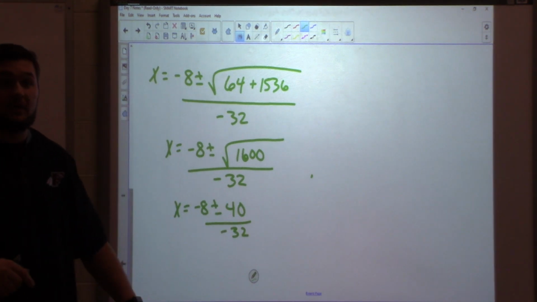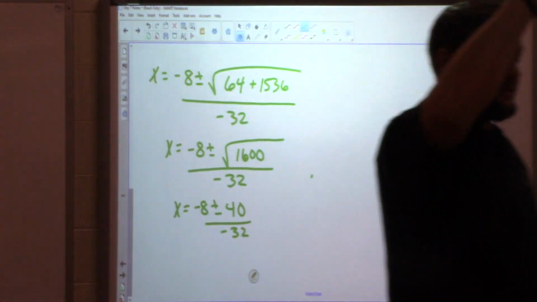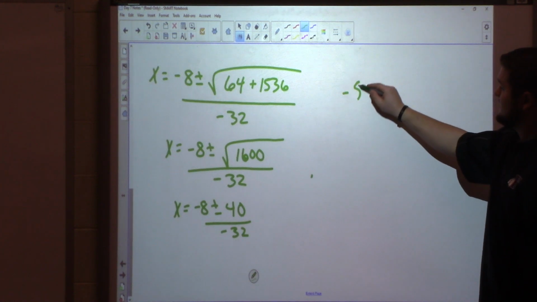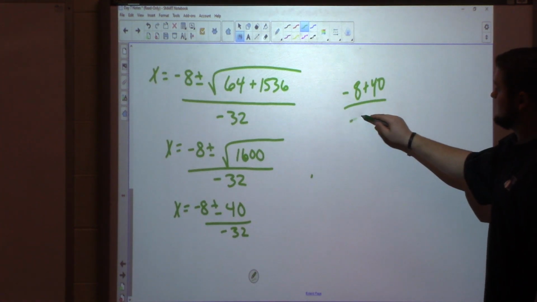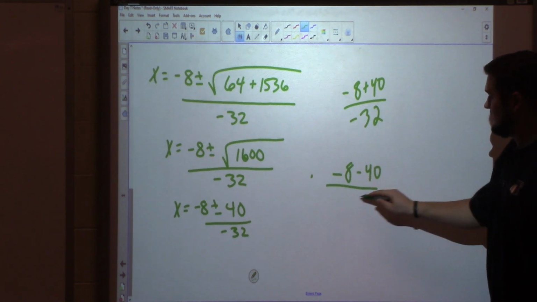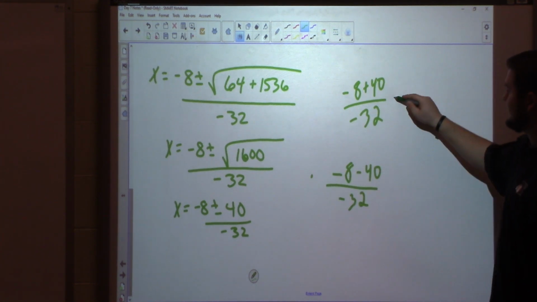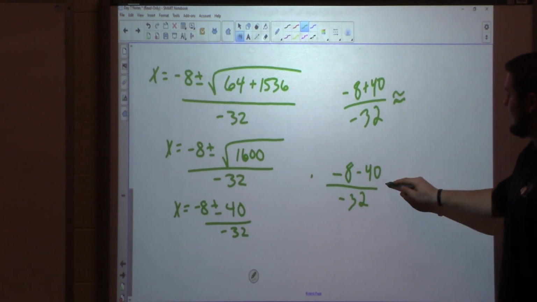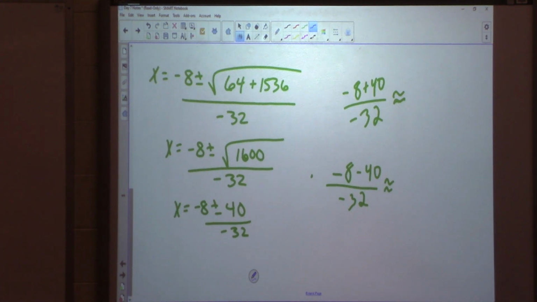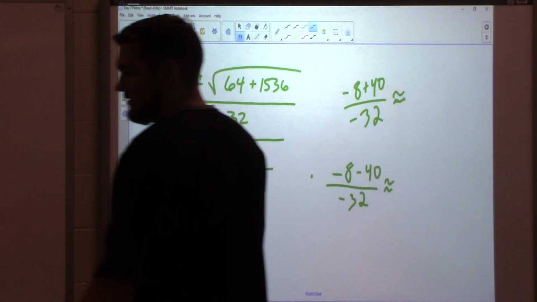Once we get to this point, do each one separately. Negative 8 plus 40 over negative 32, and negative 8 minus 40 over negative 32. Once again, if it comes out to a decimal, round it to the second decimal place, please. Did I go too fast? We good? Do you need to go back? Okay, all right.